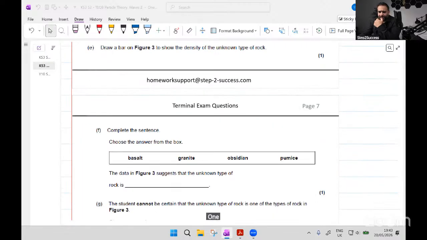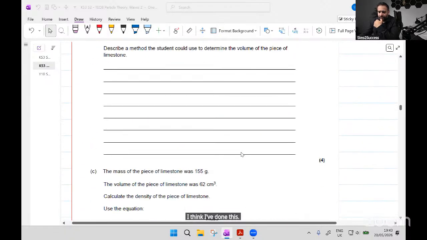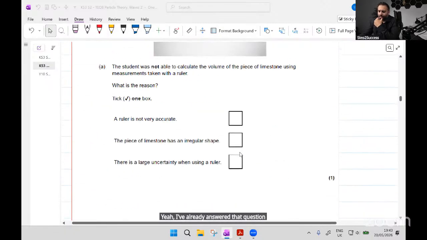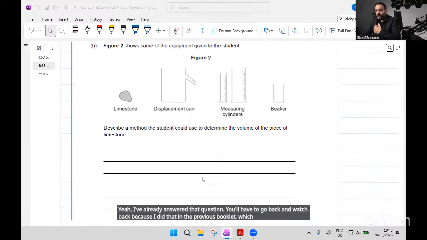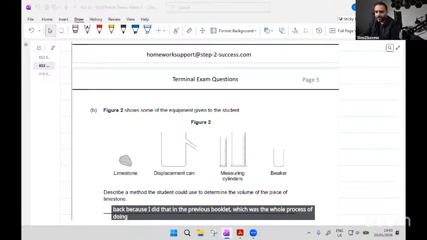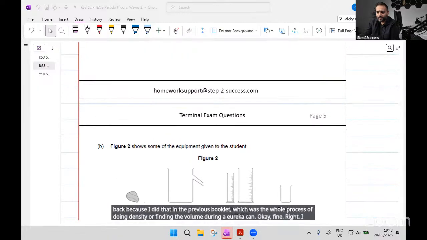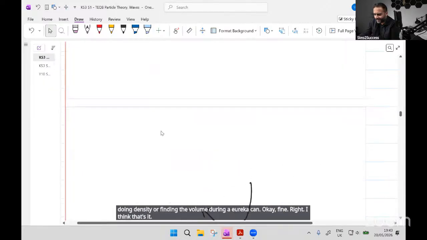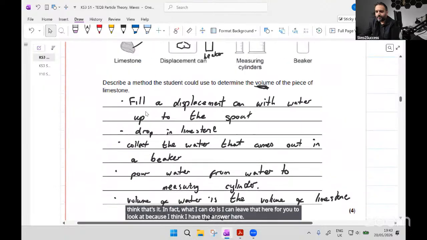1I, are you asking this question? 1B, I think I've done this. Yeah, I've already answered that question. You'll have to go back and watch back because I did that in the previous booklet, which was the whole process of doing density or finding the volume using your Eureka can. Okay, fine, right. I think that's it. In fact, what I can do is leave that here for you to look at because I think I have the answer here. That is broadly it.